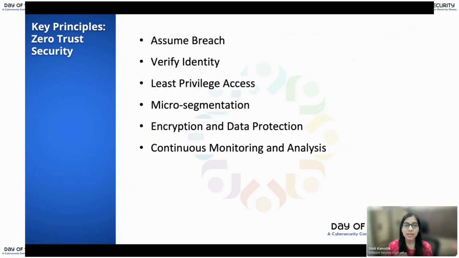Because until we know what the issue is that we are facing, we won't be able to resolve it. So we should always monitor our actions. Continuous monitoring is very important in zero trust security. So these are the key principles I believe we should follow while implementing zero trust security. There are many more principles that we can add here. Now, let's move forward.